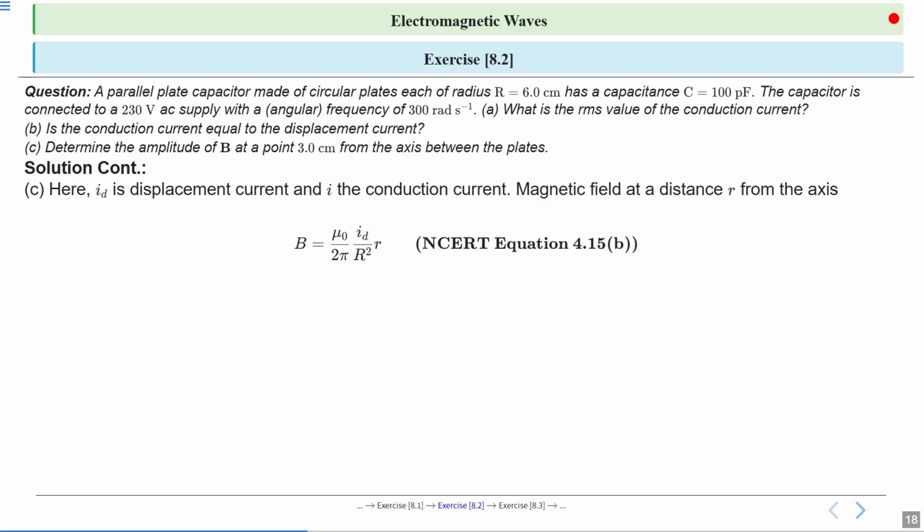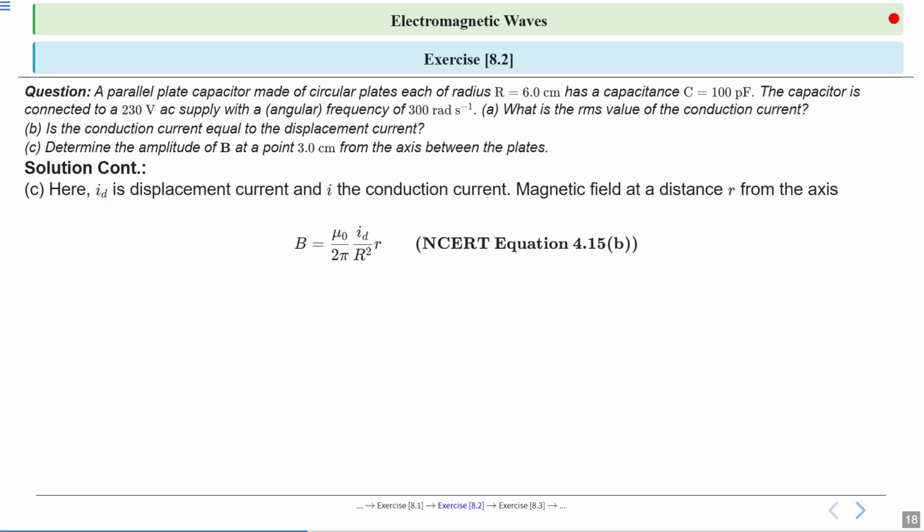In Ampere's circuital law, in chapter 4, Moving Charges and Magnetism, we discussed the magnetic field inside a current carrying wire if the wire has significant thickness. Now the volume enclosed between the plates of the capacitor is considered as a current carrying wire, carrying displacement current. We are asked the magnetic field at a distance of 3 centimeter from the axis, and the radius is 6 centimeter. That means the point is inside that hypothetical wire.